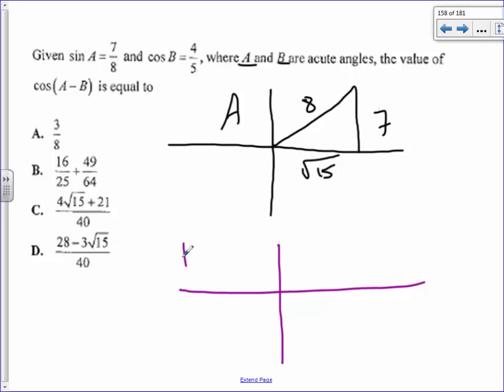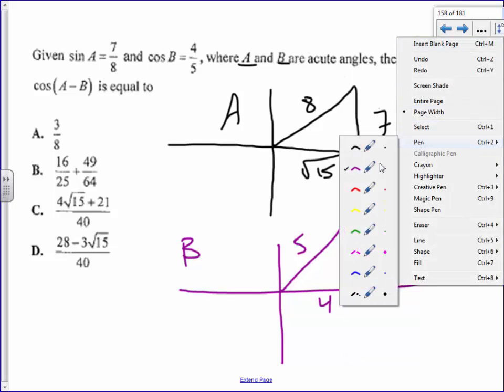And then when I want to plot B, it says cosine of B is 4 over 5. So that's the adjacent and the hypotenuse. And I know this one. That one's a 3, so it's that 3, 4, 5 triangle. Does that work so far? Now let's actually get to the question.